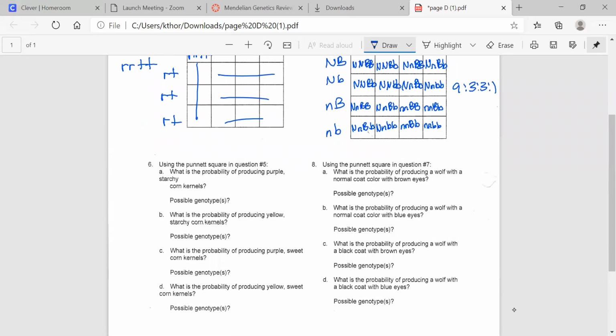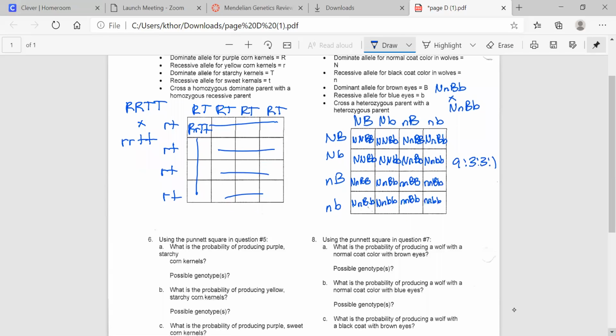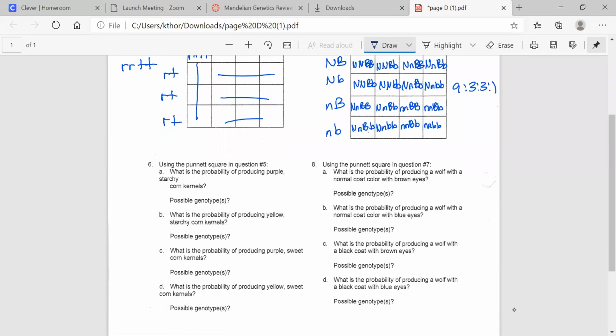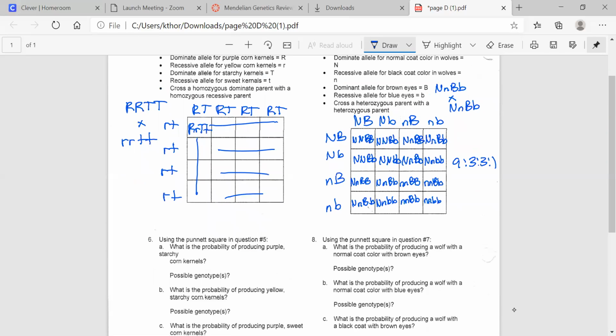So let's answer these questions. I think I kind of went out of order, but all right. What is the probability of producing purple, starchy corn kernels? So starchy is dominant, purple is dominant. That would be 100%.